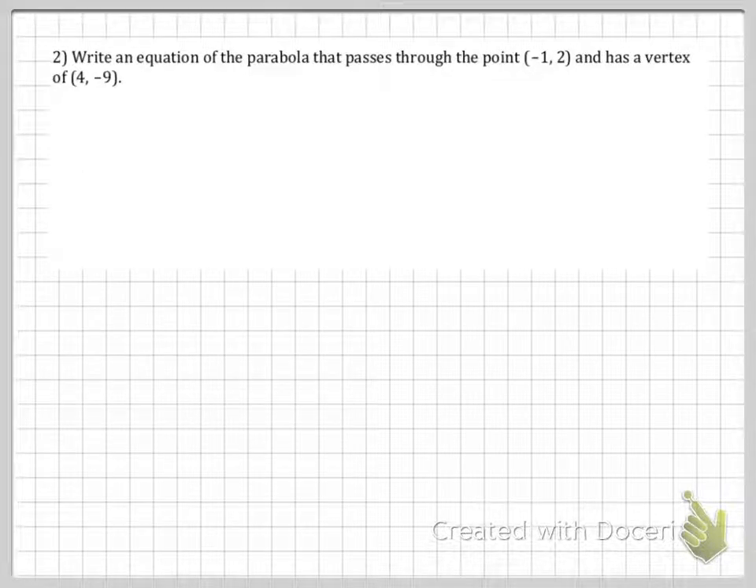And then also try out this one, number 2. Write an equation of the parabola that passes through the point (-1, 2) and has a vertex of (4, -9). This is the example that you can expect to see on the test.